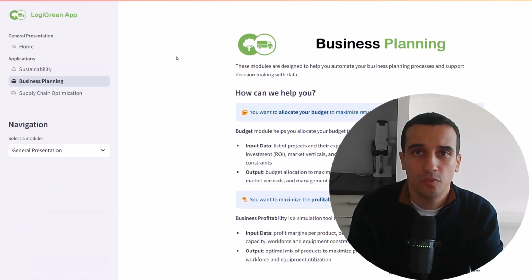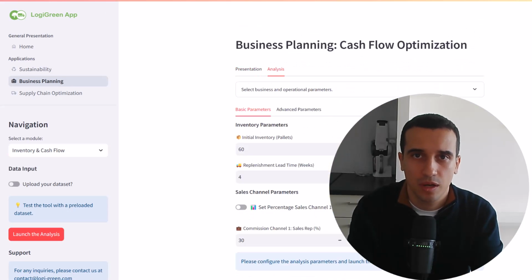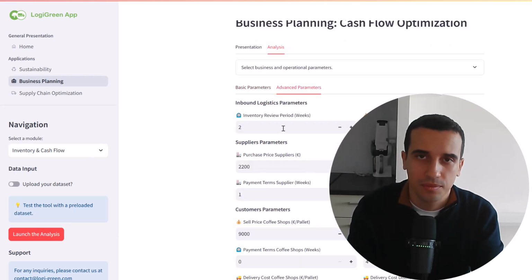I will use the demo version of the LogiGreen app. This is a web application we developed in our company, LogiGreen, that is based on case studies presented in this channel. Let's go.